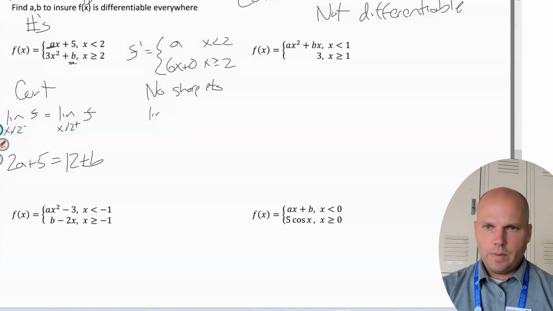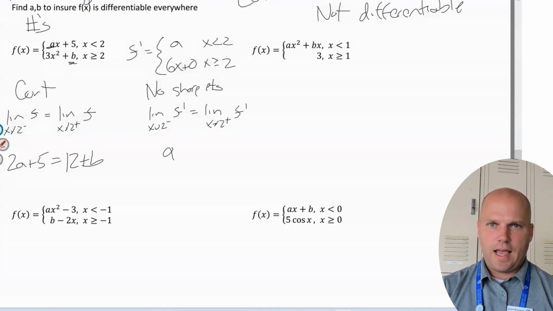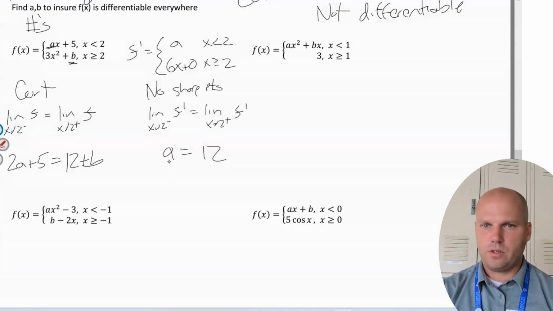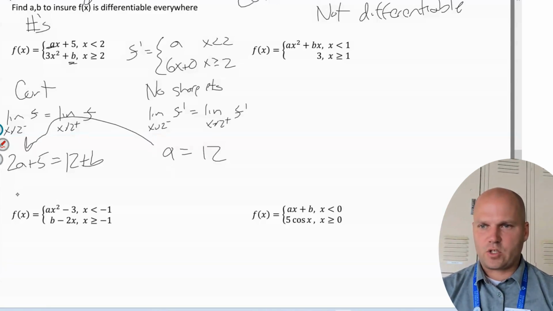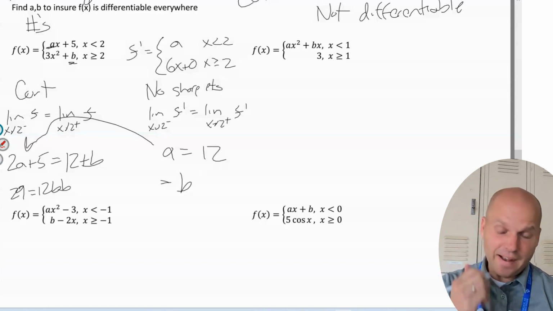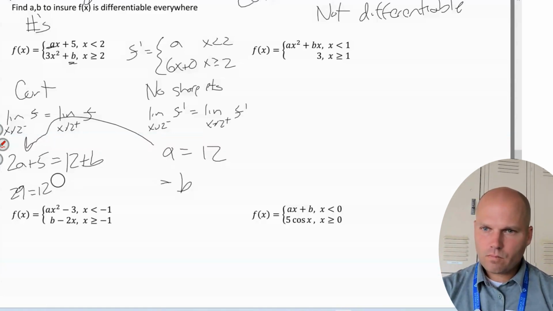Okay, the limit as x approaches 2 from the left of the slopes equals the limit as x approaches 2 from the right of the slopes. I get a equals 12. I plugged in 2 into this, or like 2.001, it's approximately 2. I get a is 12. Once you get a is 12, I get 29 equals 12 plus b. B has to equal 17.